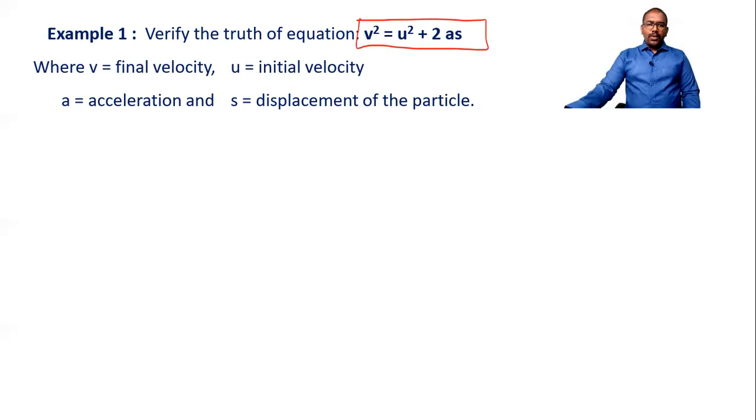Now, in this example, when we are verifying the truth of the equation, we have to do one thing. We have to write the dimension of v square, the dimension of u square, and the dimension of 2as. If the dimensions of all terms in the equation are the same, then this equation is dimensionally correct. Now let's see.